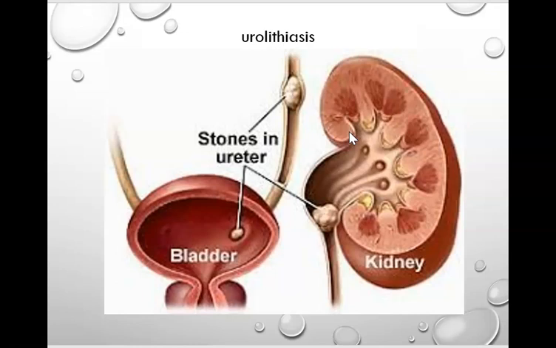So they're going to be masses or crystals composed of materials normally excreted in the urine, and they tend to be made of different things. It just kind of depends on the person. So the cause of this is going to be by supersaturation, nucleation, or lack of inhibitory substances in the urine.